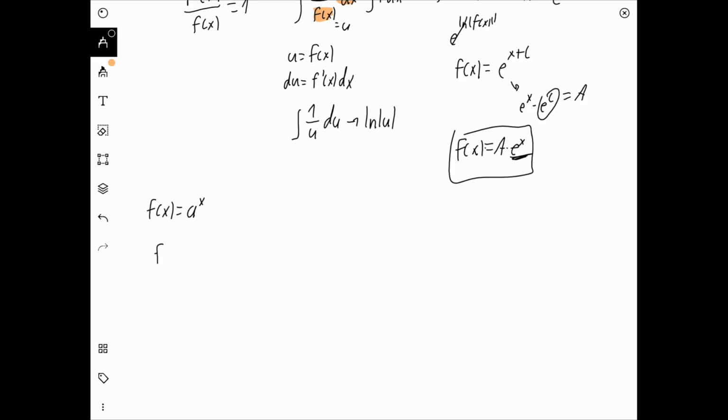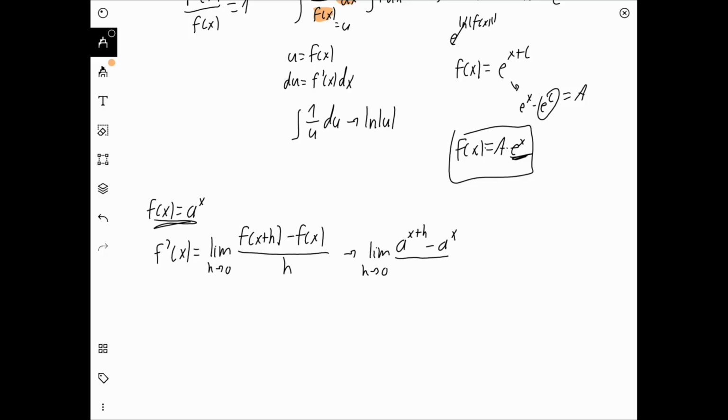And now let's actually look at the derivative of f of x using the definition of the derivative, which is just the limit as h goes to 0 of f of x plus h minus f of x over h. This is the definition of a derivative of any function, using first principles. And now, since f of x equals this, we can rewrite this as the limit as h goes to 0 of a to the power of x plus h minus a to the power of x over h.